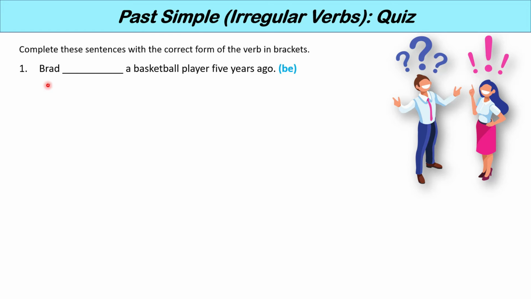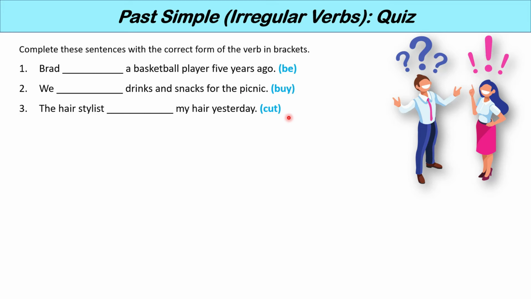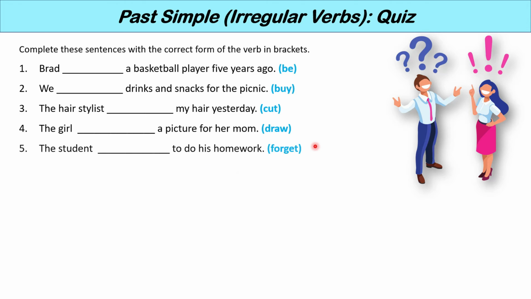Number 1, Brad, a basketball player 5 years ago. Number 2, we, drinks and snacks for the picnic. Number 3, the hairstylist, my hair yesterday. Number 4, the girl, a picture for her mom. Number 5, the student, to do his homework.